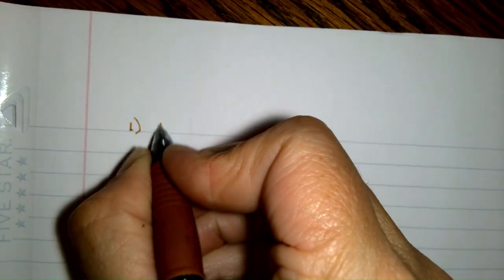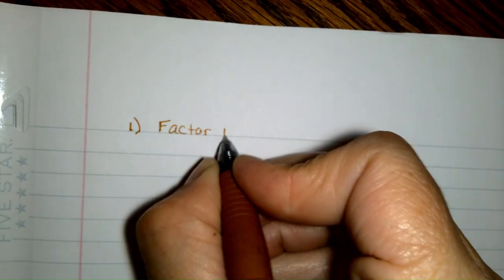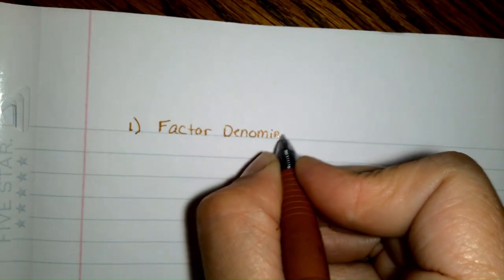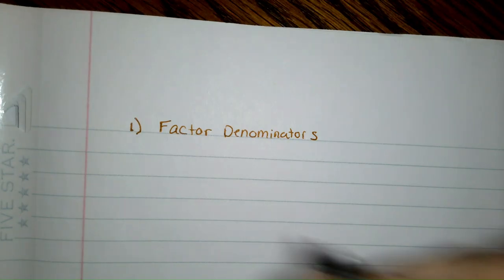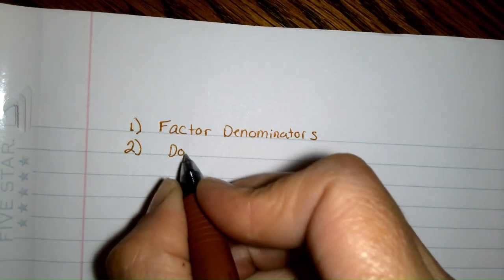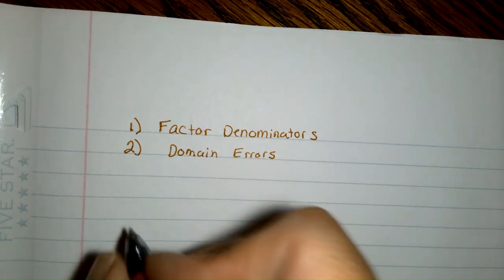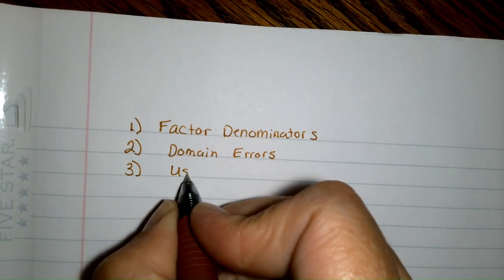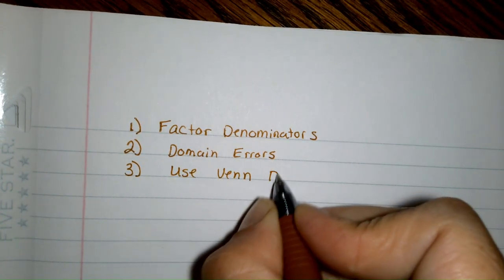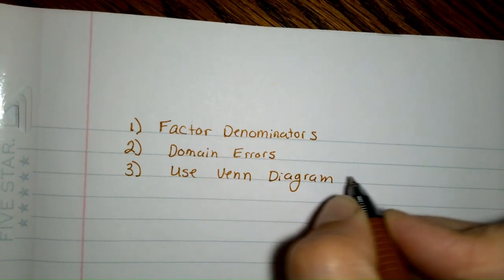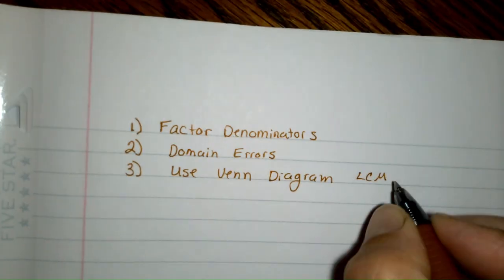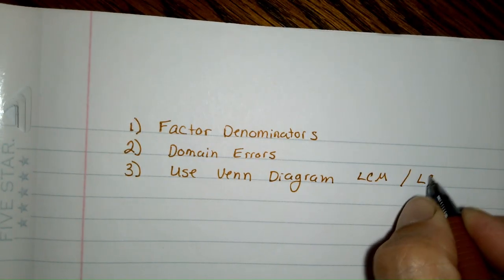Okay, so I have a lot of students who like steps. So step 1, I would factor those denominators. Step 2, that's when I'd really find my domain errors if the problem asks for it. Step 3, I would use a Venn diagram to find the least common multiple, slash the least common denominator.